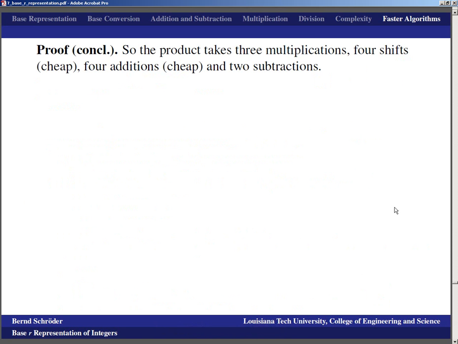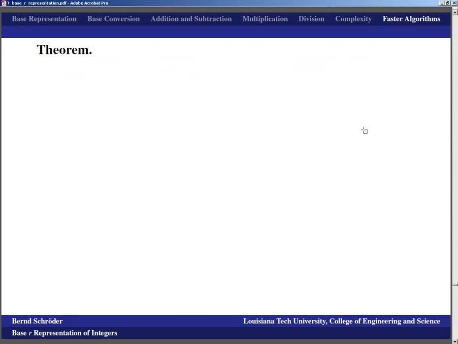So that means basically the product takes 3 multiplications, and then if you count it all the way through, it requires 4 shifts, and shifts are cheap, and it also requires 4 additions, which are cheap, and it requires 2 subtractions. And so that means we have 3 times the complexity of what the multiplication of the smaller numbers takes, and then we have 4 plus 4 plus 2, which is 10 times a constant number of steps, and so that's how we would choose that C that was mentioned in the theorem.